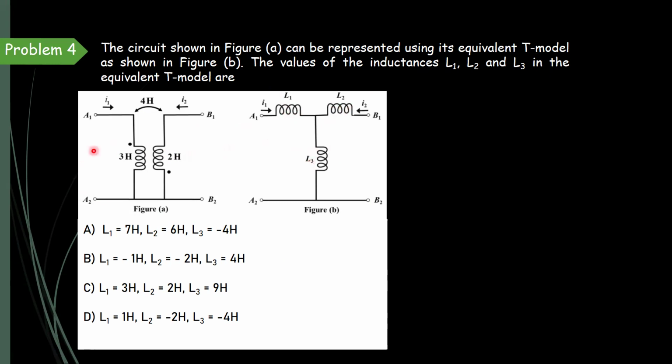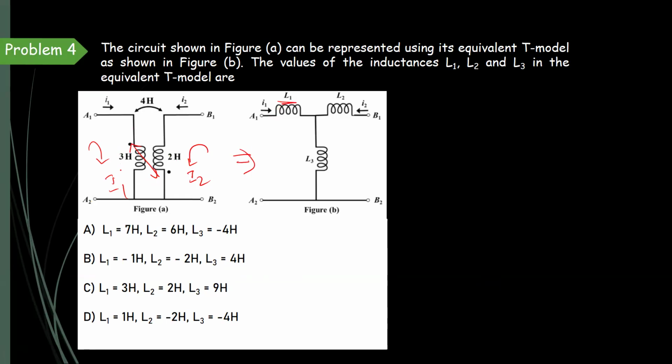See the dots. From the dots itself, we can find out the flux direction. The flux is in opposite direction, and the current is in opposite direction. This is I1 and this is I2. Its equivalent is already given. We need to find out these values.